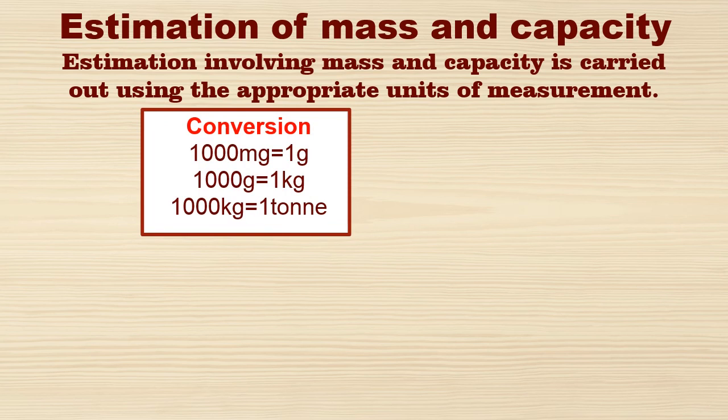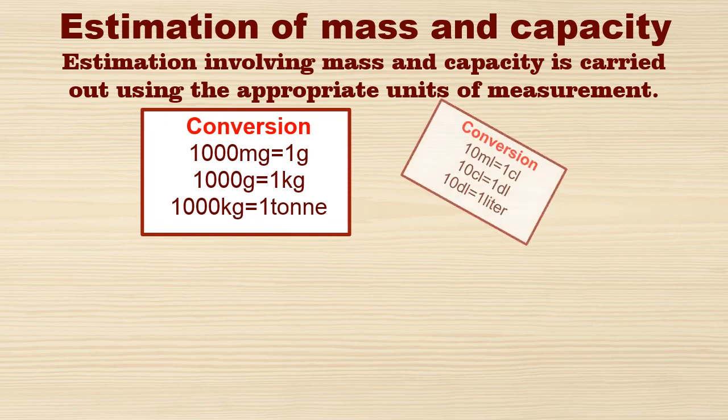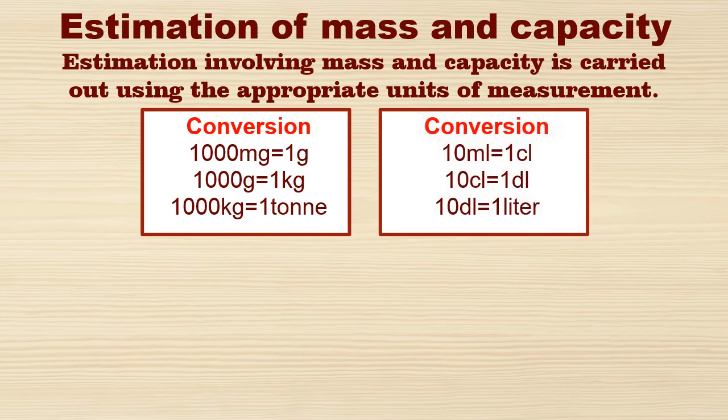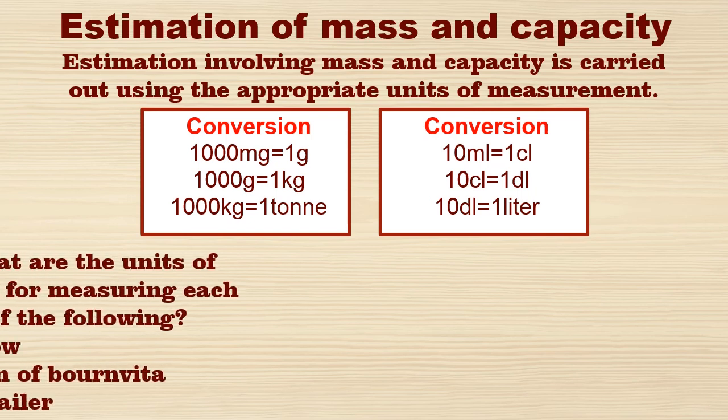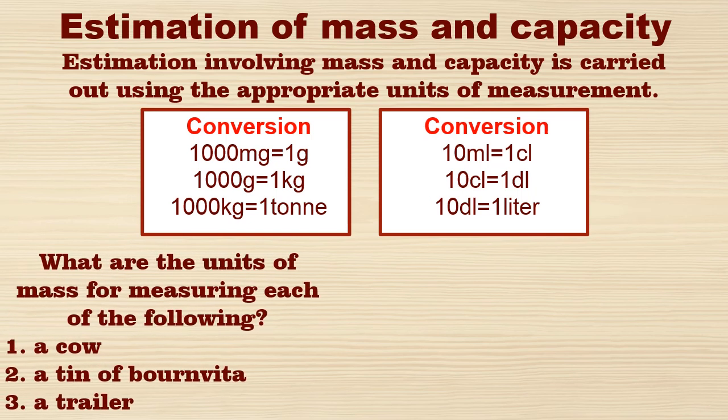And for the conversion for capacity, the most common units are milliliter, centiliter, deciliter, and liter. So 10 milliliters is equal to 1 centiliter, 10 centiliters is equal to 1 deciliter, 10 deciliters is equal to 1 liter.